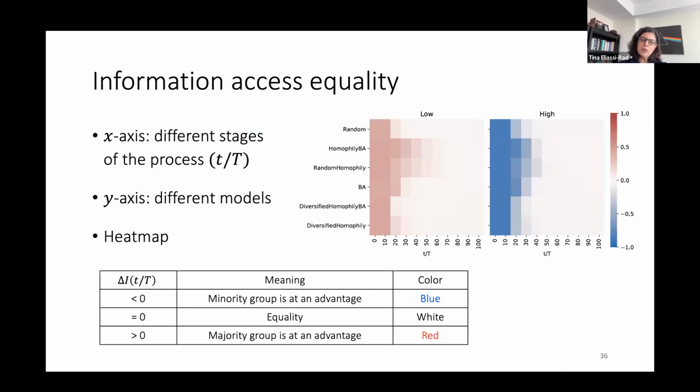And so I'm going to show you a bunch of results now after I've described how the simulation works. On the x-axis, we have different stages of the process. On the y-axis, we have the different models I talked to you about. I'm going to show you a heat map. Blue is where the minority group is at an advantage, so less than 0. White is equality, and red means the majority group is at an advantage.